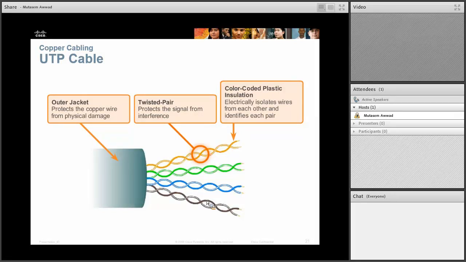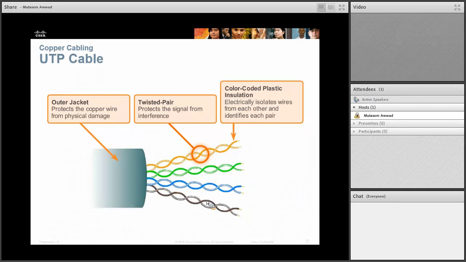Now, they are not protected from outside electromagnetic interference. So therefore, you do not want to place your unshielded twisted pair cable next to any devices that emit electromagnetism, such as big power drives, electrical tools, for example, power tools, big machineries that have a lot of electromagnetism next to them, even fluorescent light.